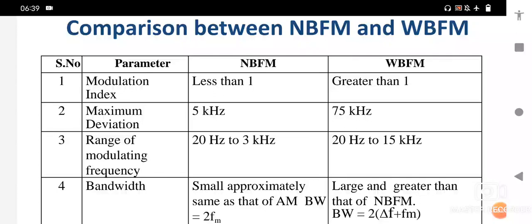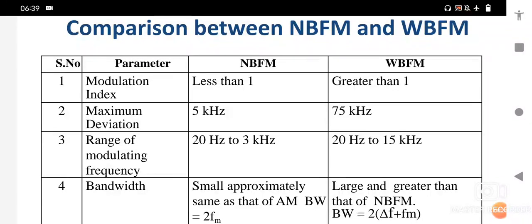So another important concept we have to discuss is the comparison between NBFM and WBFM. So what are the parameters? Based on those parameters, we have some comparisons between narrowband frequency modulation and wideband frequency modulation.